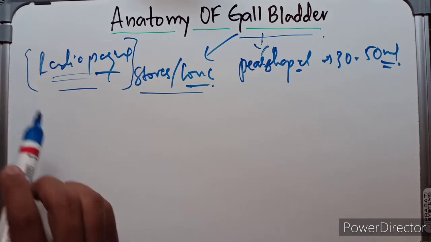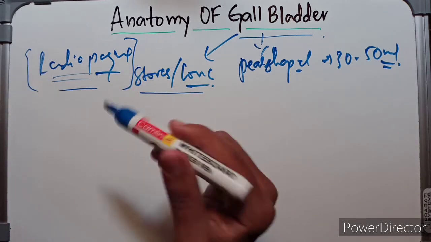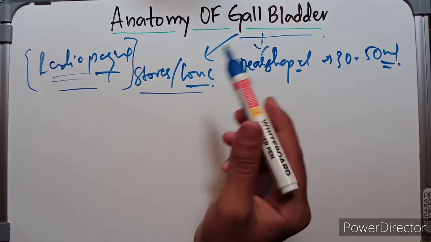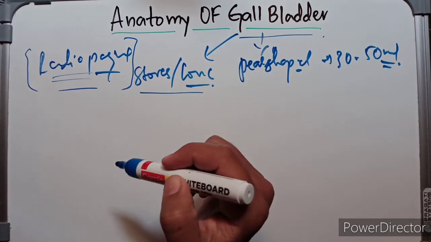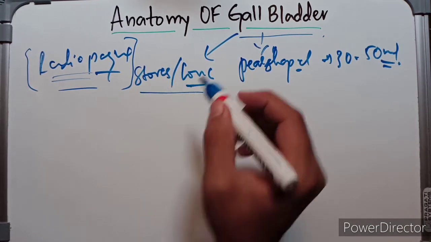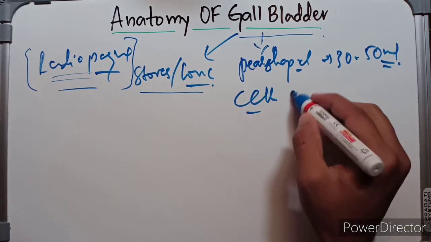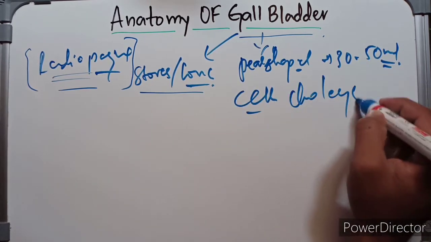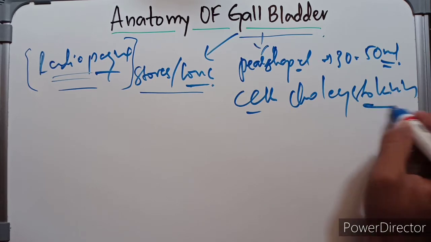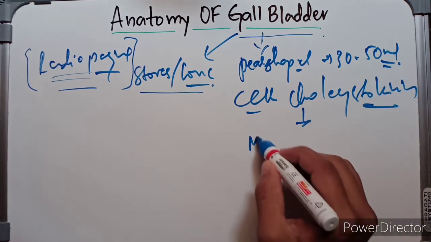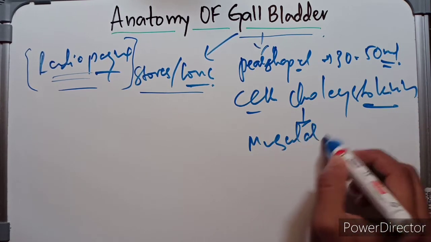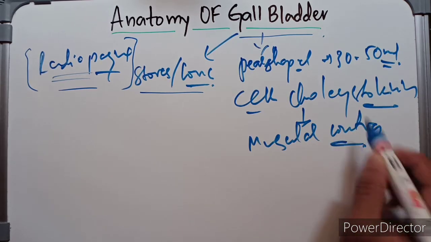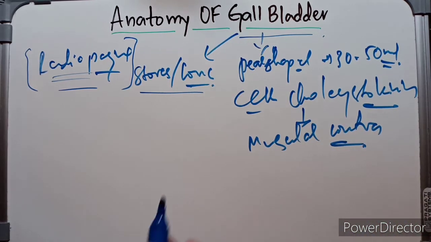Coming to the hormonal control of gallbladder emptying. When the food is rich in fat and enters the duodenum, the duodenal cells will liberate a hormone called CCK, cholecystokinin. This cholecystokinin will cause the muscular contraction of the gallbladder and thus empty the gallbladder.